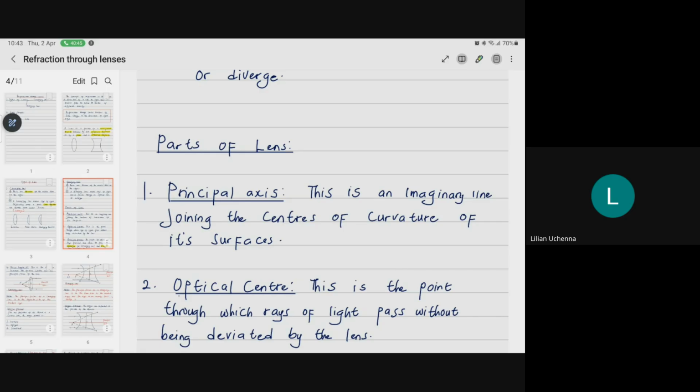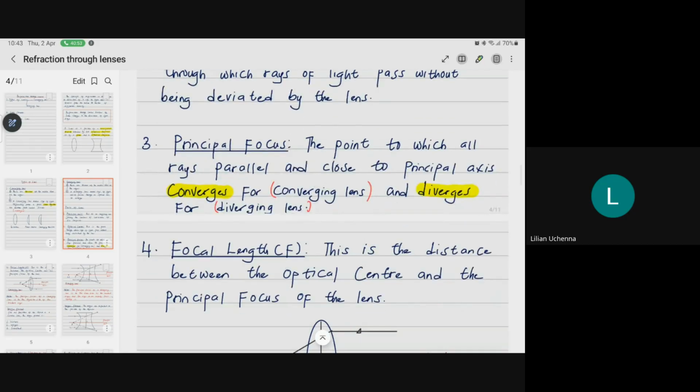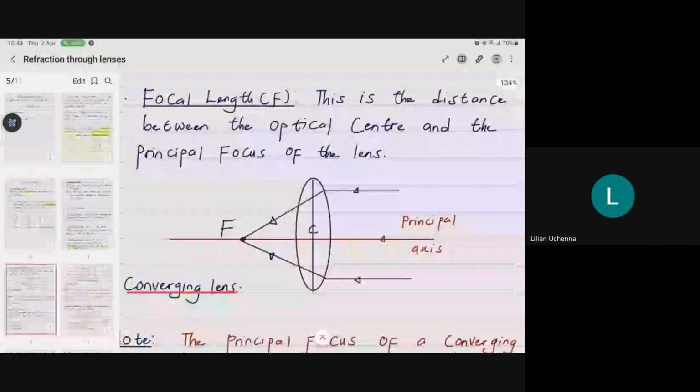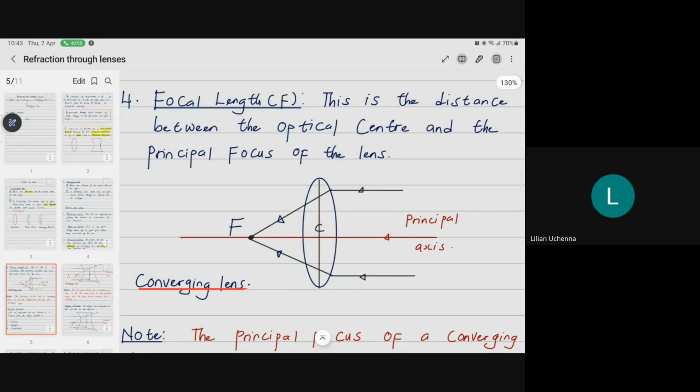All right. So now, what is the principal axis? It is the line that joins the centers of curvature of its surfaces. Let's look at the diagram so that it makes more sense. This is the diagram of a converging lens. As always, the line that moves through the center is your principal axis. Then this C, which in the mirror was your center of curvature, for your lenses is called the optical center.